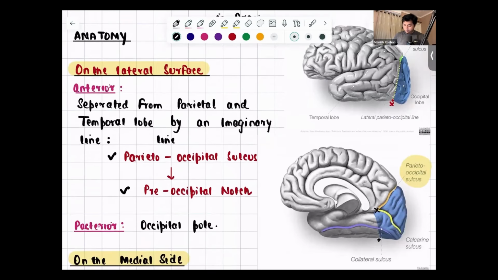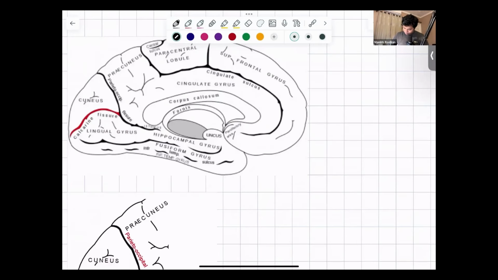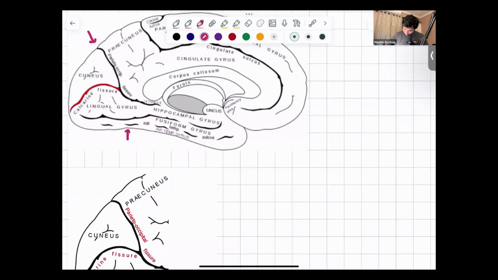Okay. And remember that when you look into the medial side, this is what you are going to get. If you just trace it, this is the parieto-occipital sulcus over here, and this is the pre-occipital notch. This is the calcarine fissure over here, and we just draw an imaginary line connecting this. So this part will be your occipital lobe. That is what I'm shading in yellow. Okay, so we have clearly delineated it.